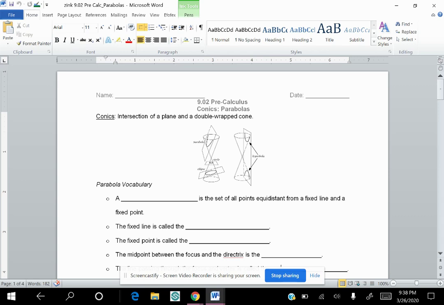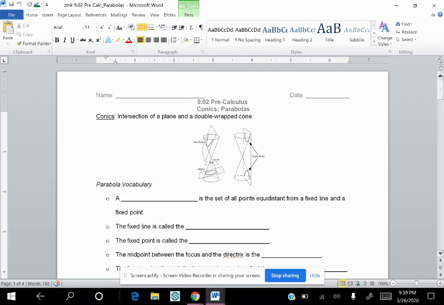Welcome, everybody. We are doing 9.02 pre-calculus today. We're on to our second day in the conics unit. We're talking about parabolas, which you guys should have talked about in Algebra 2, so they should be a little bit familiar to you. I'm not sure exactly how you guys did them last year, but we're going to use the formula this year. I'm not sure if you did that or not. So for some of you, it may be new, maybe not.